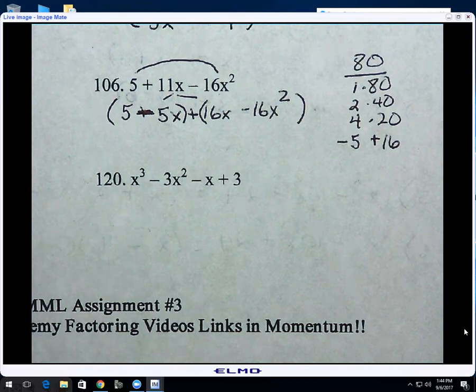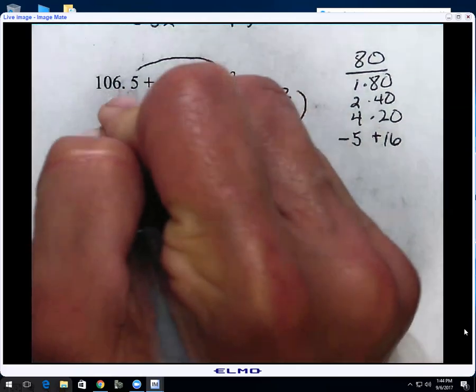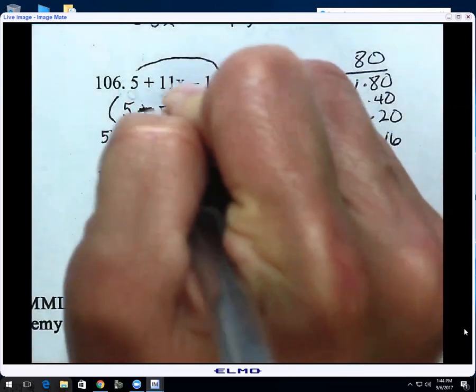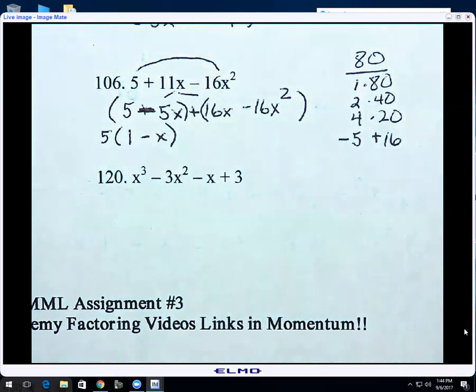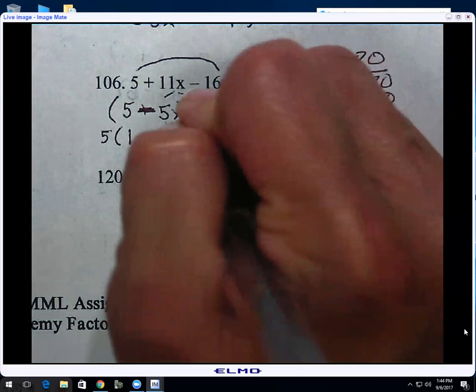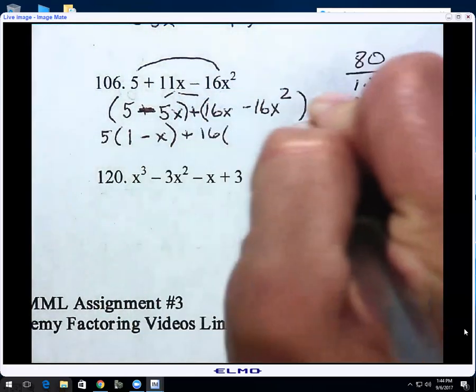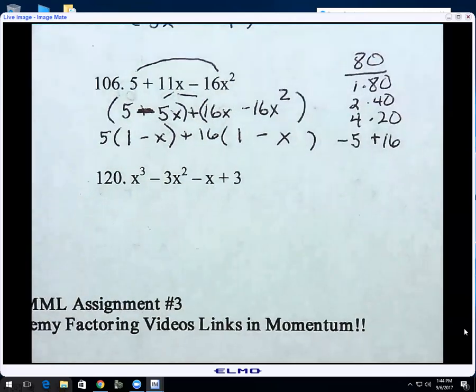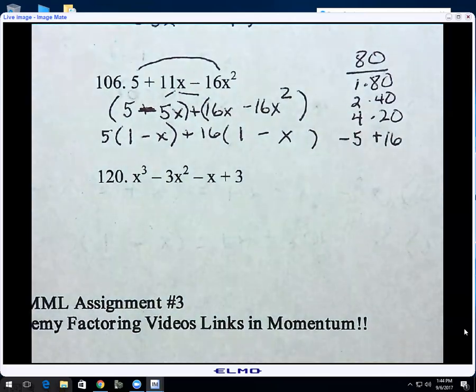What can you factor out of the first group? A 5, and when you do, what does that leave you? 1 minus x. What can you factor out of the second group? 16, and when you do, what does that leave you? Better leave you 1 minus x or your grouping is not working. So what's your GCF?